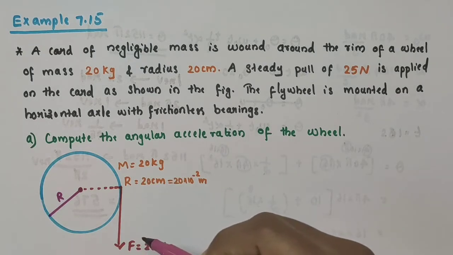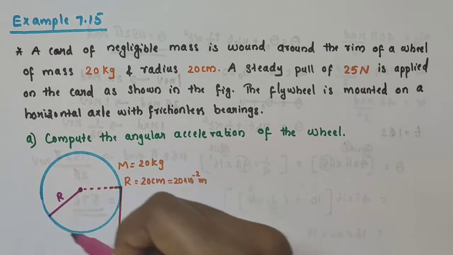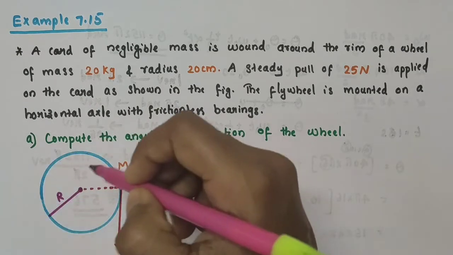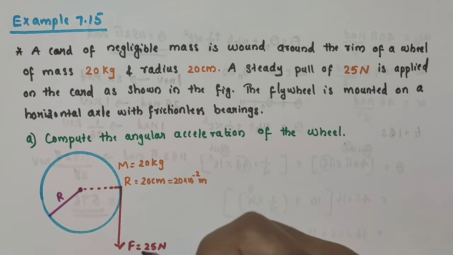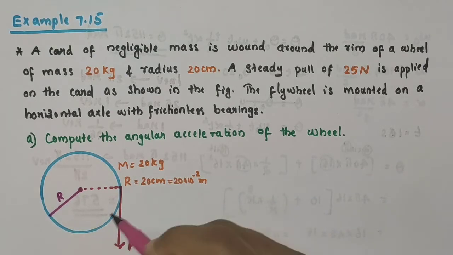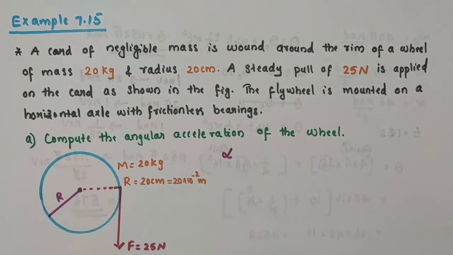See, the force F equal to 25 Newton is applied on the cord which is wound around the rim of this flywheel. This cord is wound around the rim of this flywheel and the 25 Newton force is applied on it. So, this force will make the flywheel rotate and the flywheel will have some angular acceleration. So, first let us calculate the angular acceleration alpha.